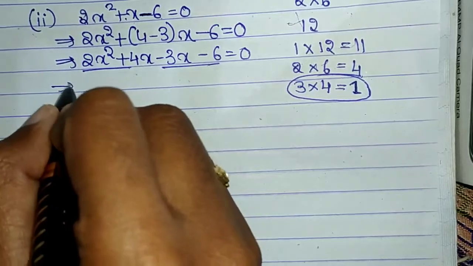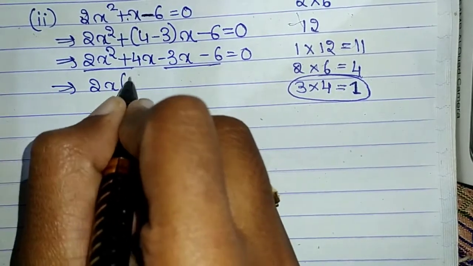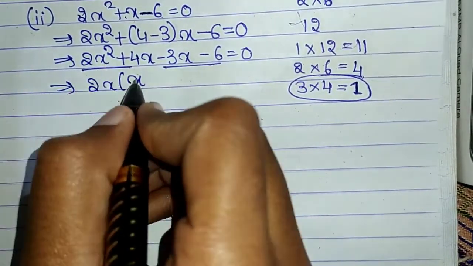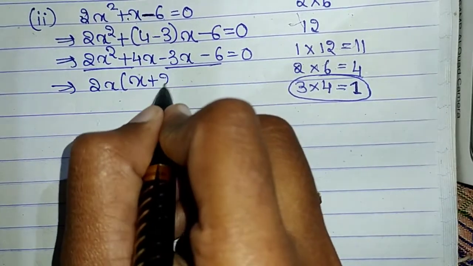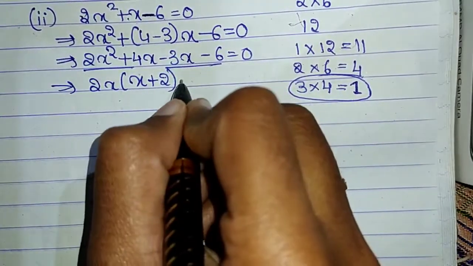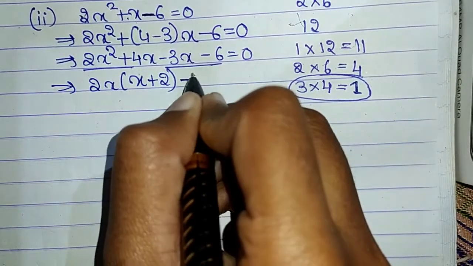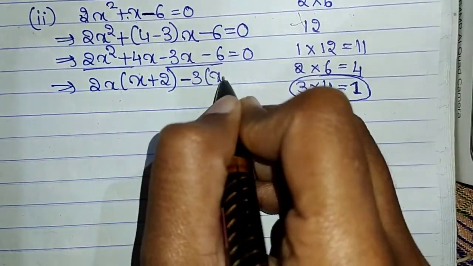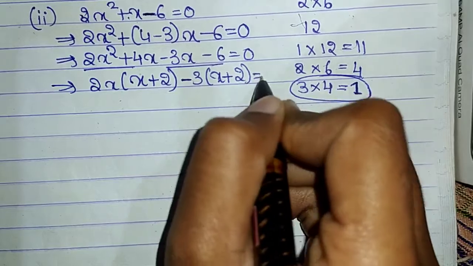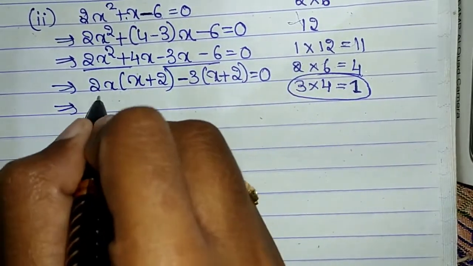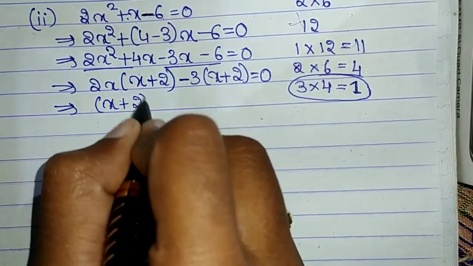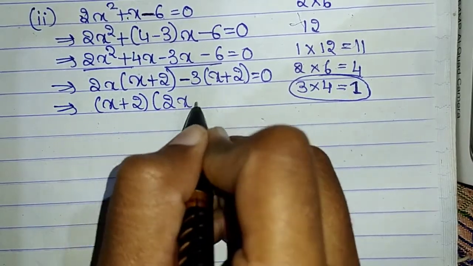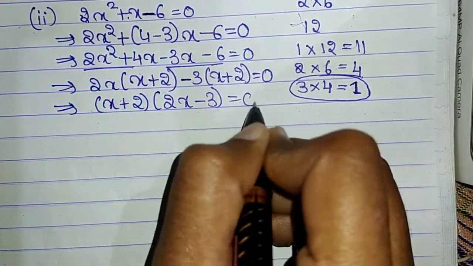Grouping them and taking common, 2x is common. What remains inside is x plus 2. Similarly here, what is common is minus 3. So x plus 2 remains inside the bracket, which is equal to 0. So x plus 2 is common once again. This means what remains is 2x minus 3 is equal to 0.